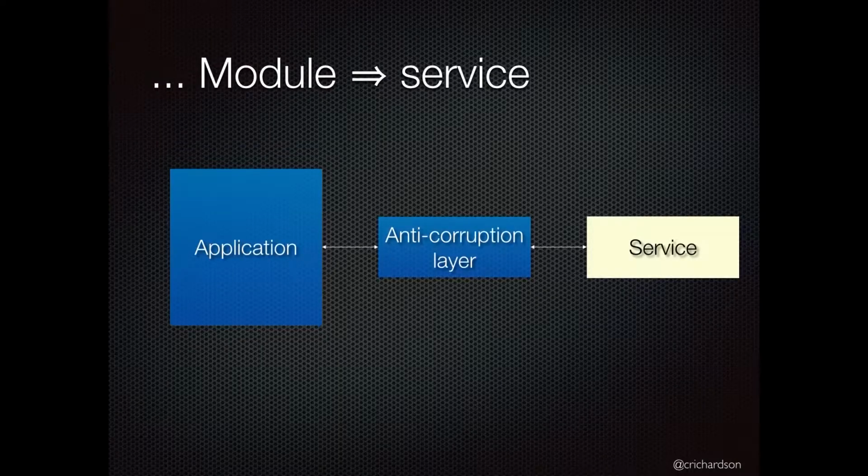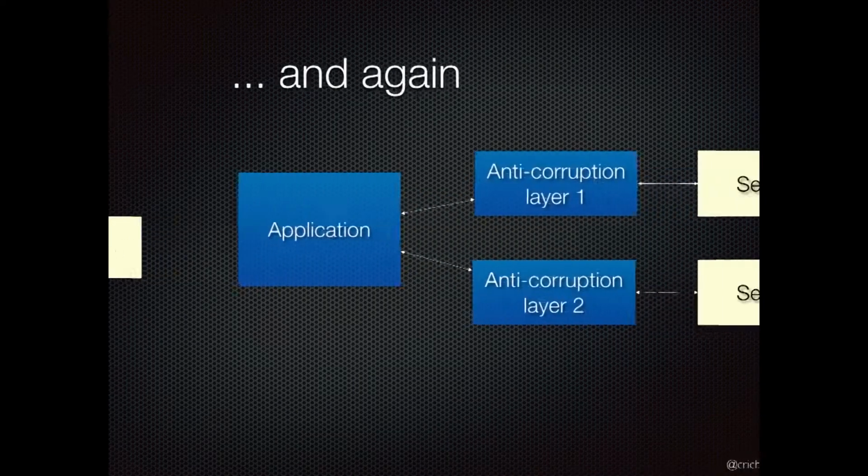Once we've wrapped our module in an interface that's remotable and integrates it with the rest of the monolith, we can then take that module and turn it into a standalone service. And then we've got our anti-corruption layer, our glue code, that integrates it back in with the rest of the monolith. So you can see by doing this, we've shrunk our monolith by removing that module and turning it into a service. And we can repeat this process.